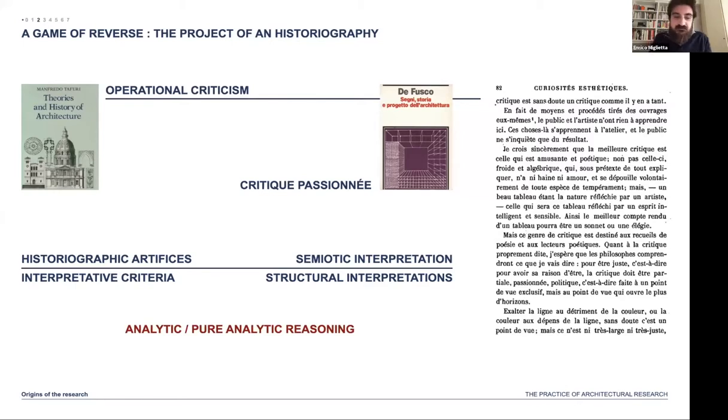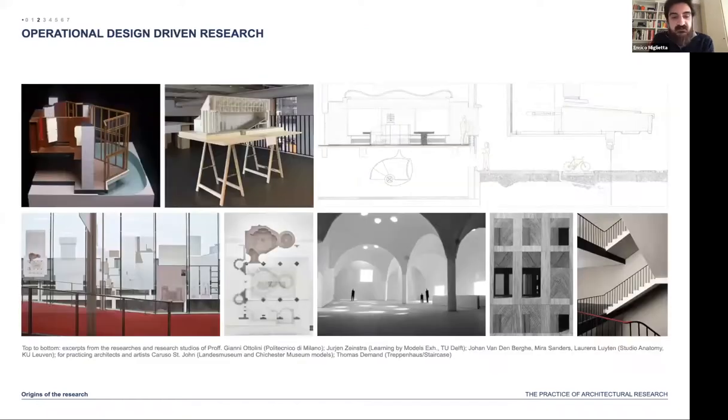And in fact, the theories contained in the two books paved the road for the Italian tradition of analytical and semiotic reasoning in architecture, in which, however, a complementary process of a more pragmatic nature seems to be lacking or being used in a non-systematic way. And in this other direction, several studies on operational design-driven research are trying in recent years to clarify the relationship between the use of design tools and the validation of critical and operative position.